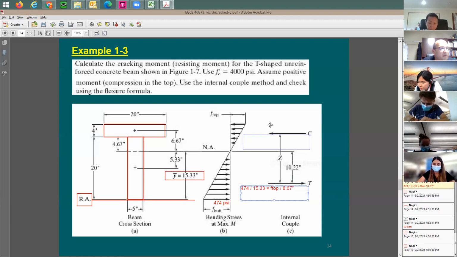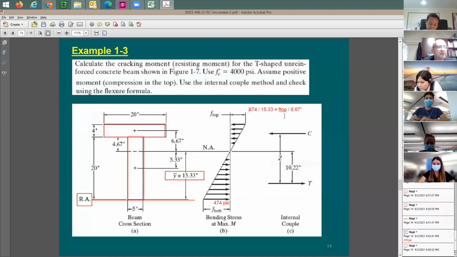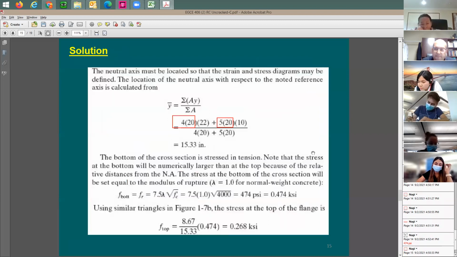Okay, with that I should be able to find the stress on the top from this equation. So F top, you just clean up this equation and you find the stress on the top. Here it is. It's going to be 268 psi. So F top equals 268 psi. Very good. So now we have the stress top and bottom for this T section.